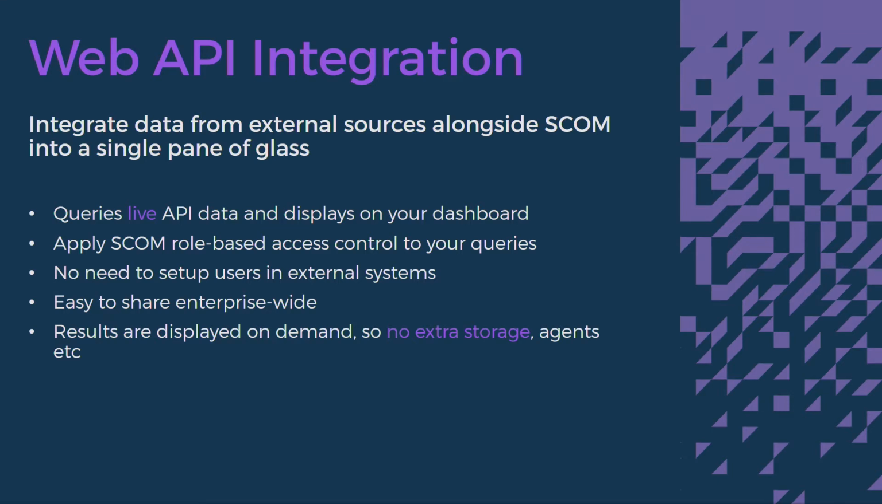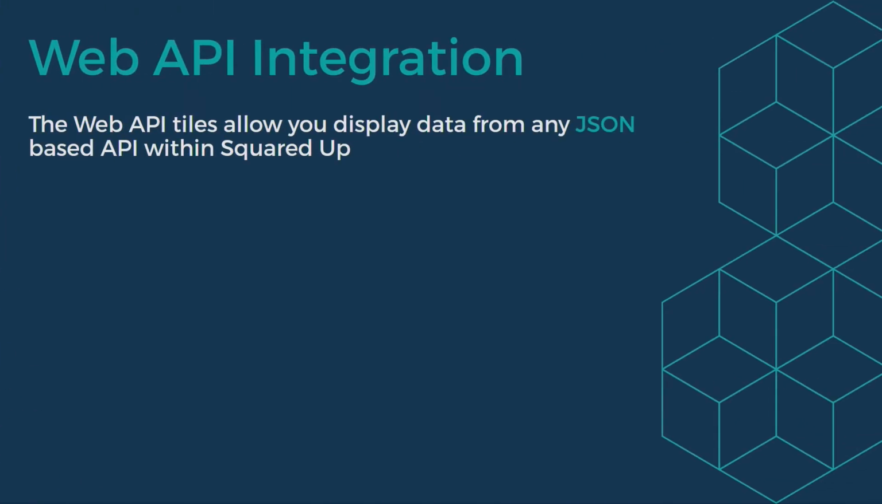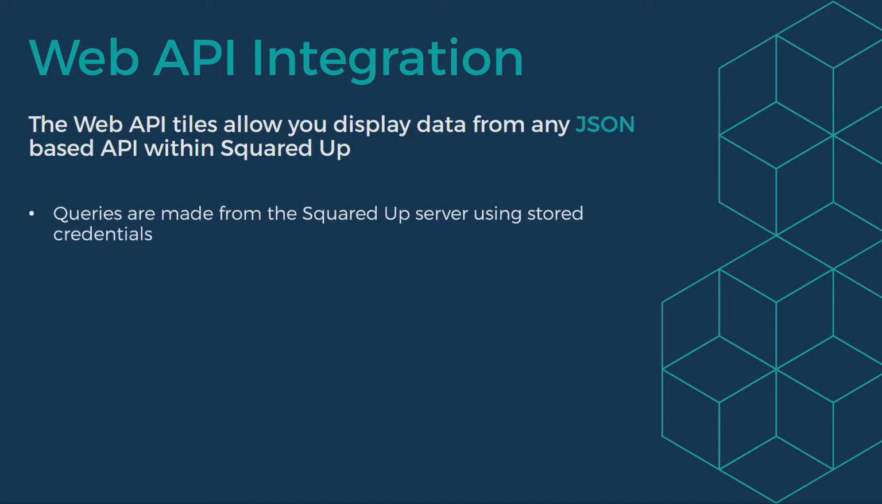So hopefully that's got you thinking about some of the possibilities you can use this for. The Web API tile specifically lets you display data from any JSON-based API inside Squared Up. The key point here is that the queries are made from the Squared Up server using stored credentials. So the Squared Up server itself is communicating that request and talking to the Web API, and that request is sent when you load the dashboard.